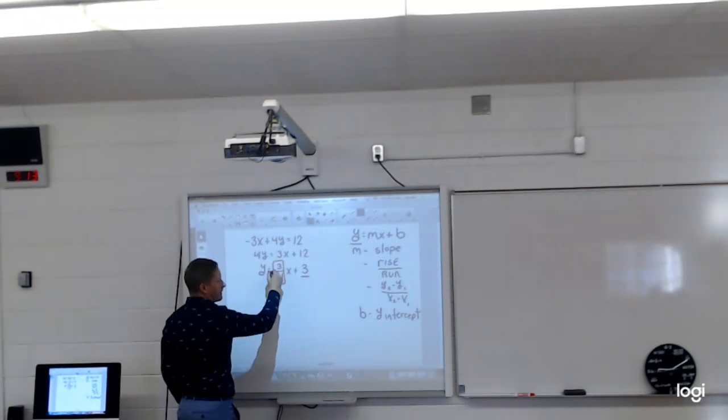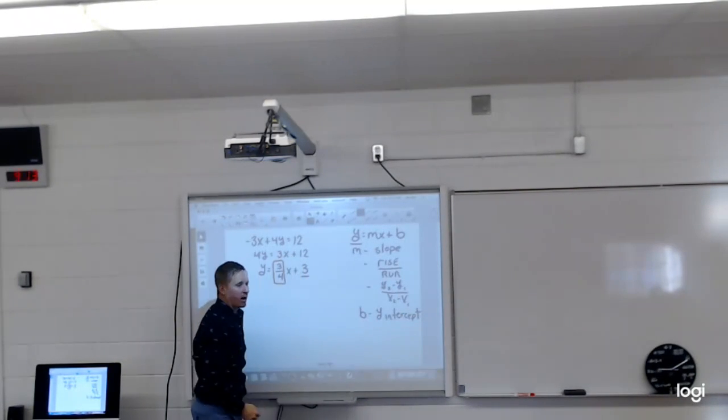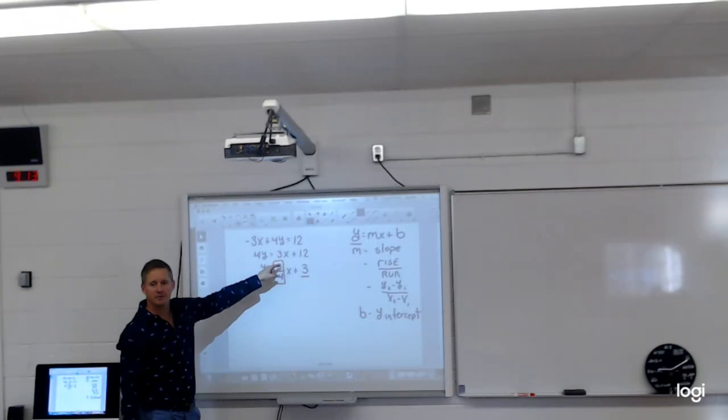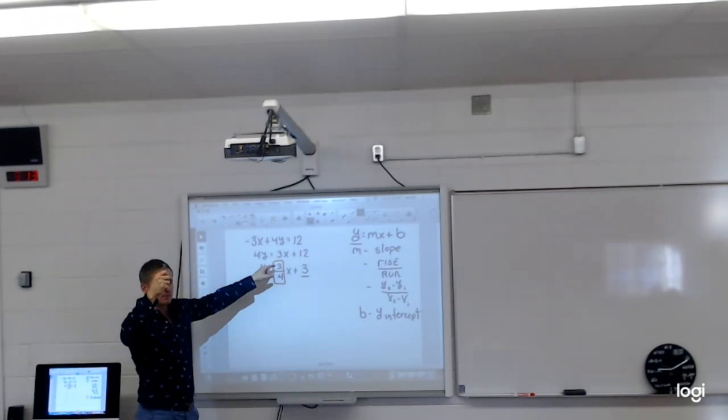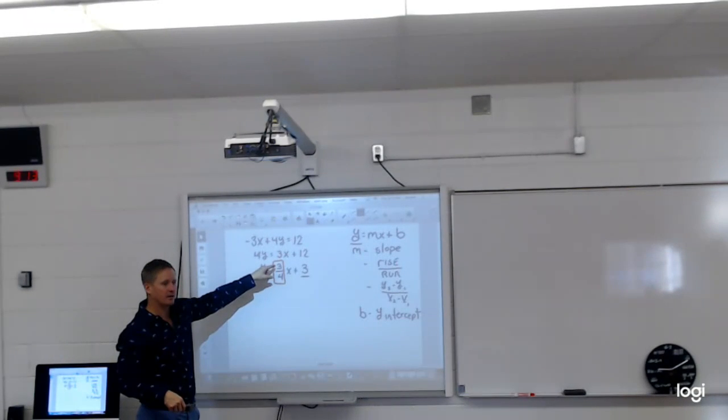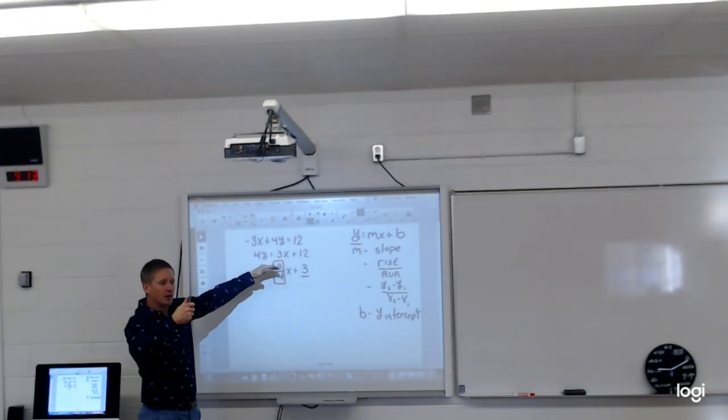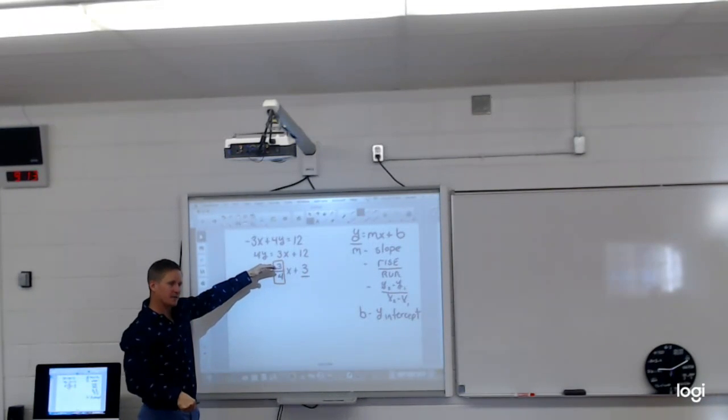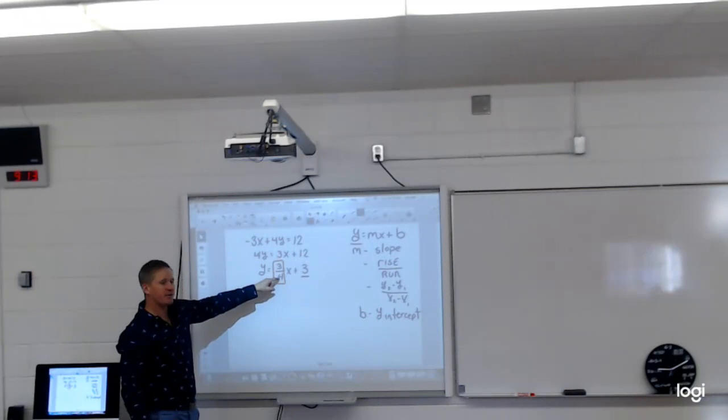This represents my rise, my change in my y. If it's a positive, it means you go up. If it's a negative, you go down. Okay, Kostya, or sorry, Tobias, you follow that? If that value on top is positive, you go up. If it's negative, you go down. If this value is positive, you go right. If it's negative, you go left.